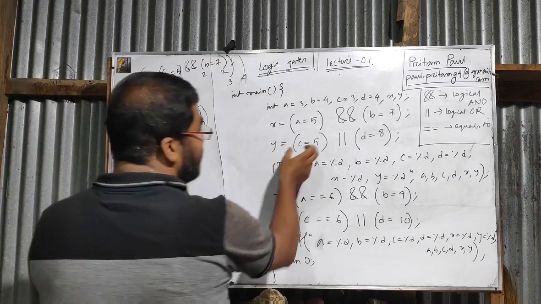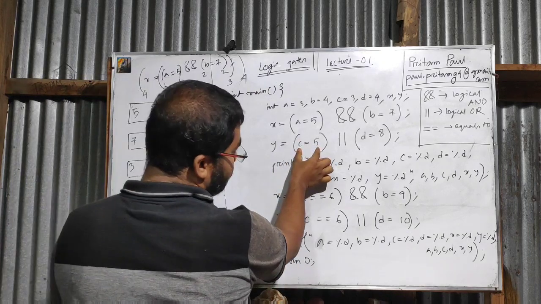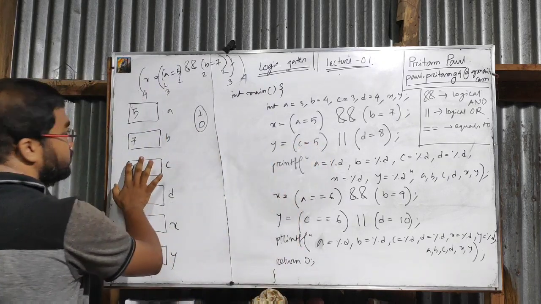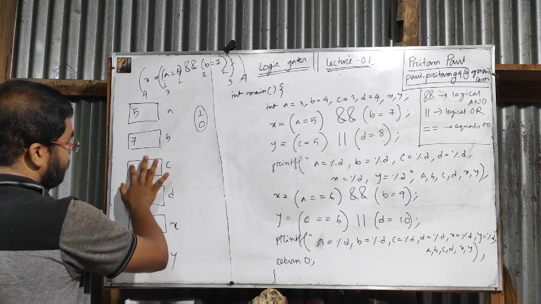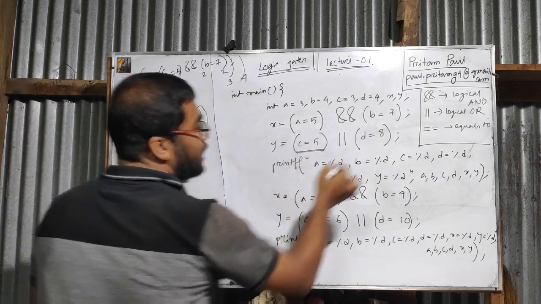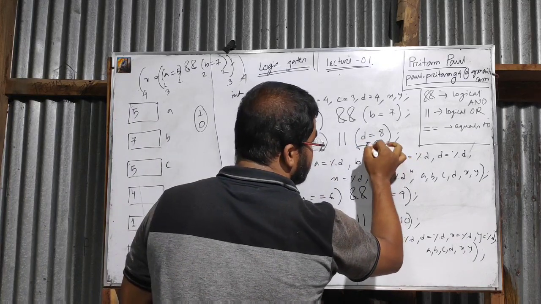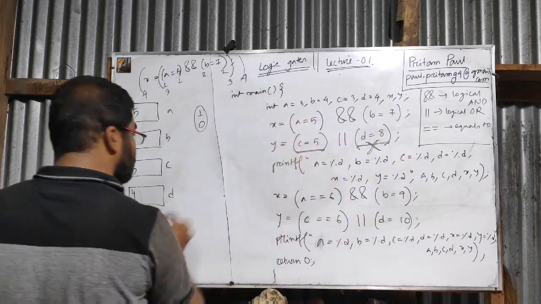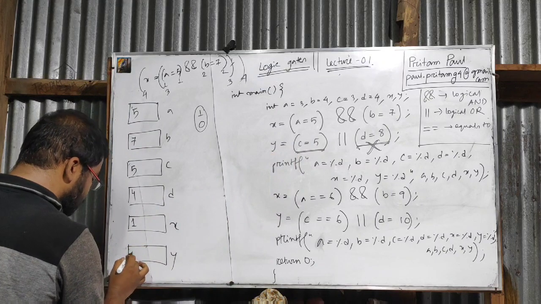After that, again c equal to 5. Now c will be replaced by 5. C equal to 5 is a true value now. That's why we won't go to this section, and after that y will be 1.